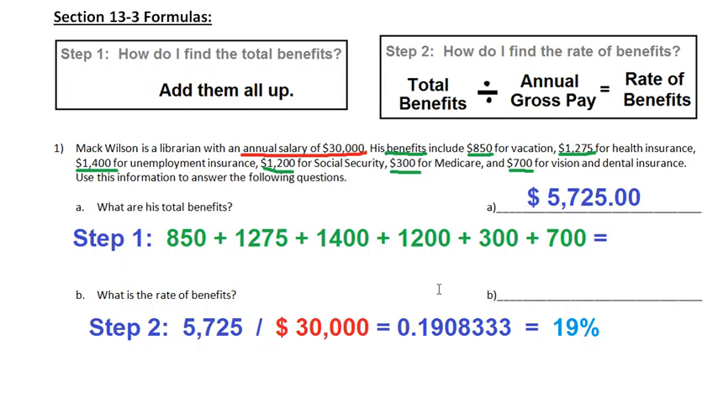Well, what I did is I took the decimal and I moved it over 2 places. Because if you remember at the beginning of this video, I said that the rate of benefits is going to be labeled as a percentage. So I moved the decimal over twice, and then I rounded it to 19%, so that our final answer is 19%. Kind of writing it in by hand right now.